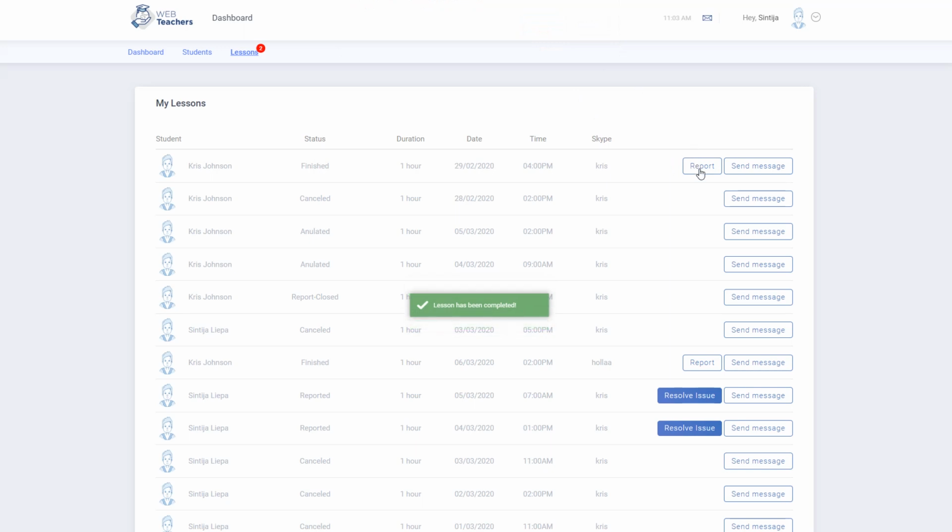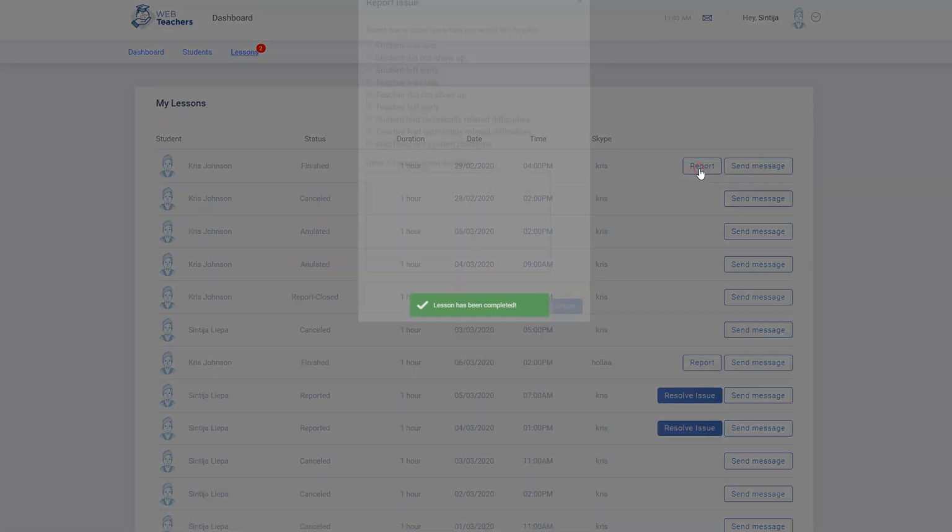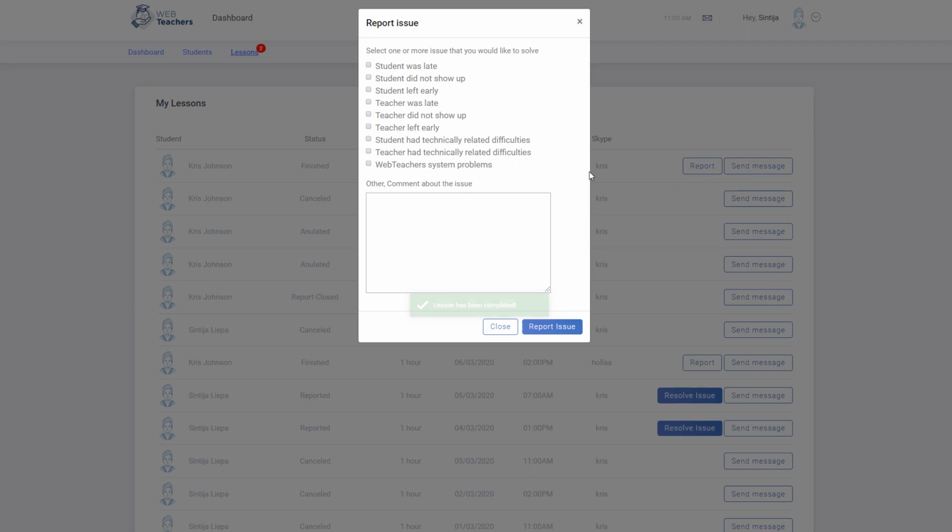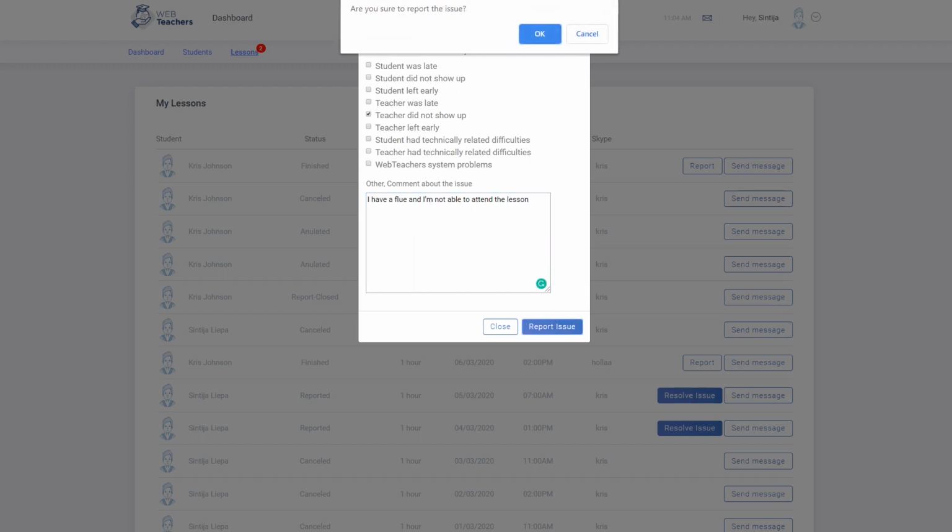Okay, then we click the report button. We mark the reason why we can't attend the lesson. So in this case, teacher did not show up. And then we write the reason why we cannot attend the lesson. So in this case, I can write, I have the flu and I'm not able to attend the lesson. Click report issue.